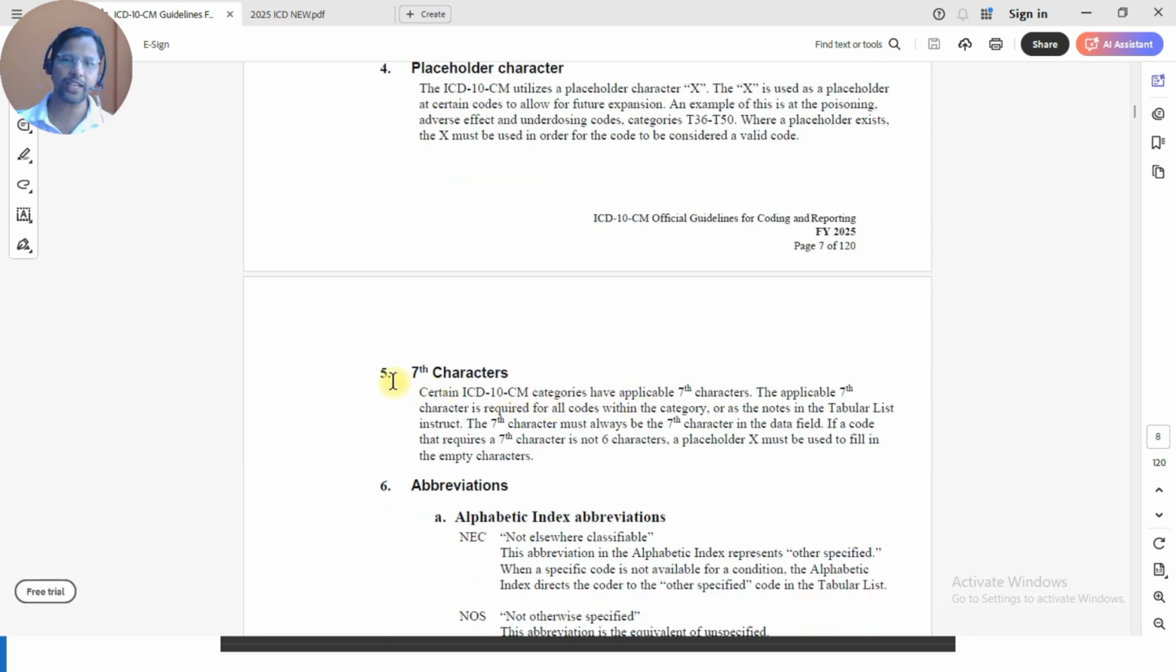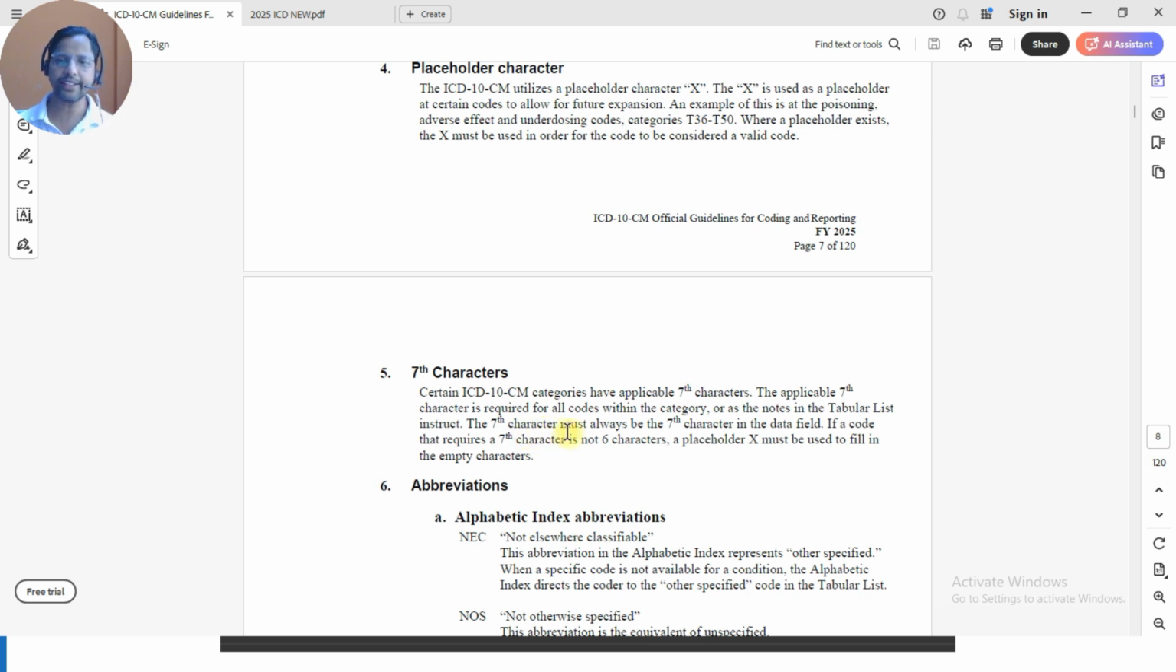Next, we need to check the 5th convention, the 7th character. Certain ICD-10-CM categories have applicable 7th characters. Just now we have seen A, D, S: initial encounter, subsequent encounter, as well as sequela, correct? So these are the 7th characters. The applicable 7th character is required for all codes within the category, or as the notes in the tabular list instruct. As we have learned in the previous video, 7 characters are not mandatory for each and every code. We have a few codes with only 3 characters also. So based on the diagnosis, you need to choose whether 3 characters or 7 characters.